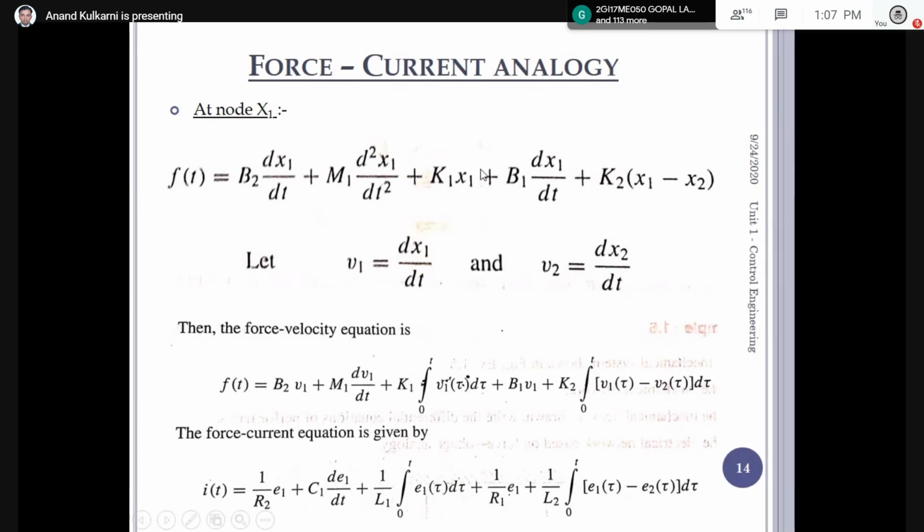So wherever there is a displacement term, if I want the velocity, we have gone for the integral. Wherever there is a velocity term, it has directly been replaced by v1. Wherever there is an acceleration term, it is written in the differential form. I think this is self-explanatory, but even then we have explained it. So the above equation, which is in the node form, which was written in terms of displacement, we have converted into the velocity form.